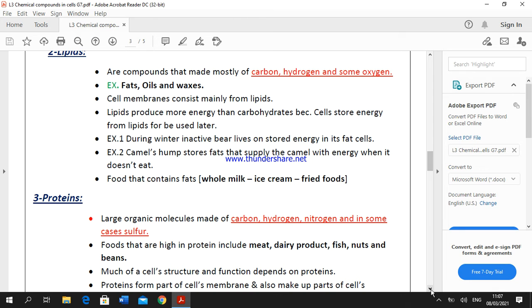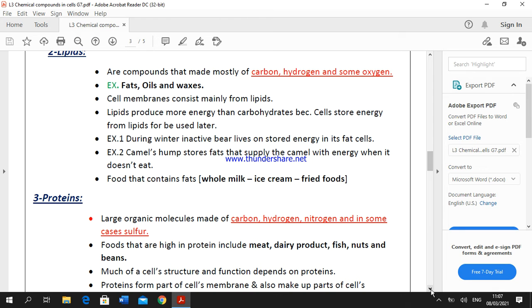Lipids are considered a source of energy, and lipids produce more energy than carbohydrates, okay? But lipids are stored in fatty cells and can be used to produce energy later. For example, during winter, an inactive bear lives on stored energy in its fat cells. During winter, the bear can't do many activities and hibernates, okay?